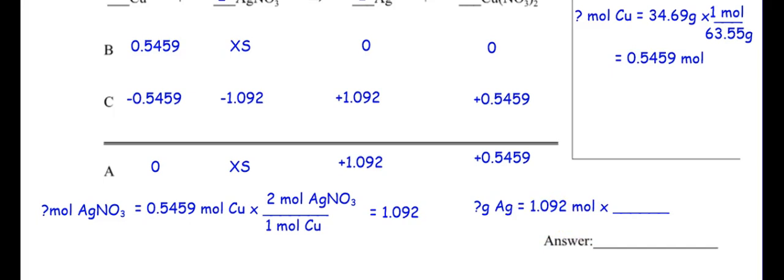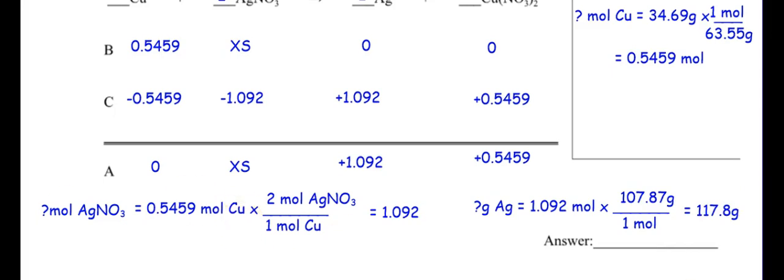Well, what unit has to go on the bottom, everyone? That's right, 1 mole. What goes on top? 107.8. Where'd that come from? The periodic table. And so what do I do? I multiply. So this is my answer. That's how many grams of silver that I'm going to create. That's a lot of silver. You can get pretty rich off of that.